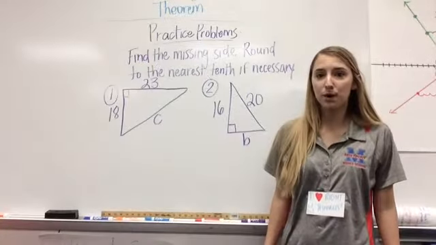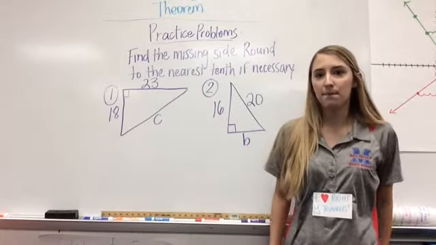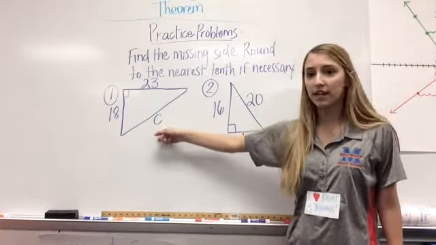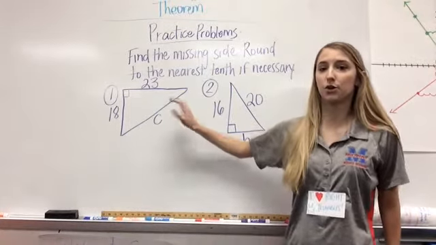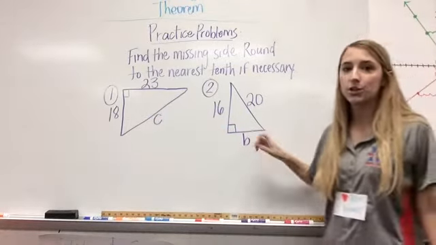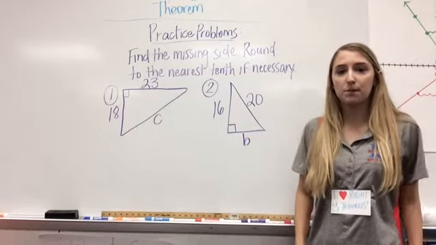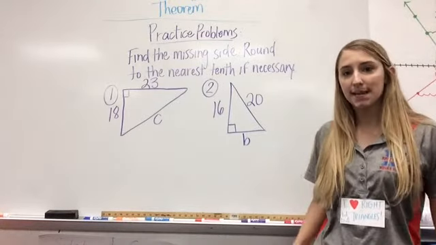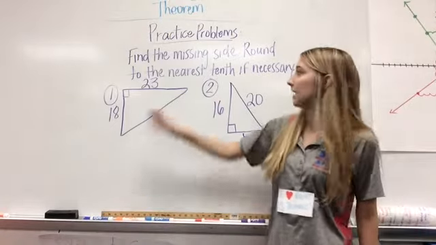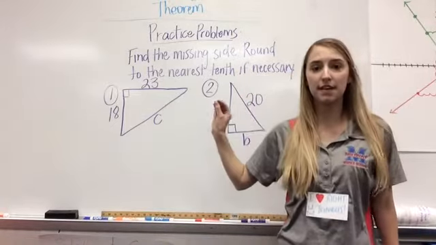These are your practice problems for tonight. You're just finding the missing side. So keep in mind on this one, it's the hypotenuse, so you're going to have to add. And on this one, it's one of the legs, so you're going to have to subtract. So make sure you double check those example problems just in case you need some more clarification. You might have to round to the nearest tenth on these.